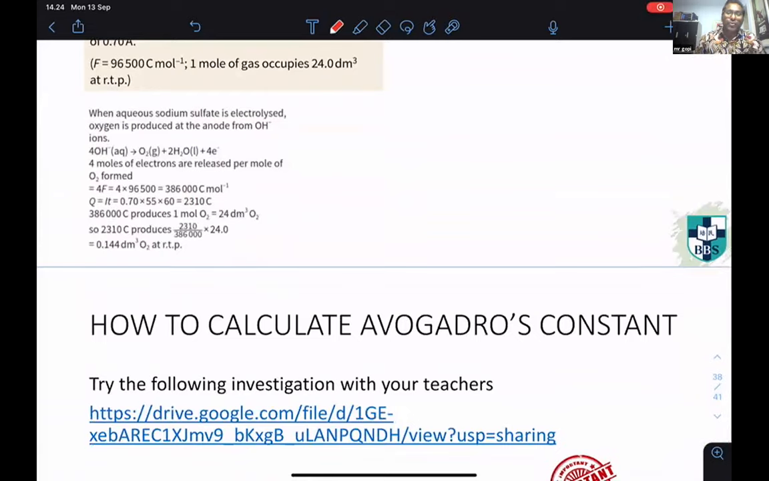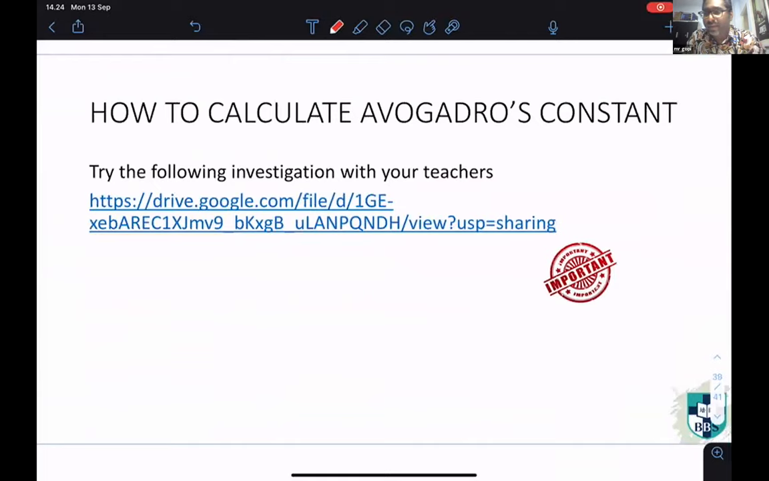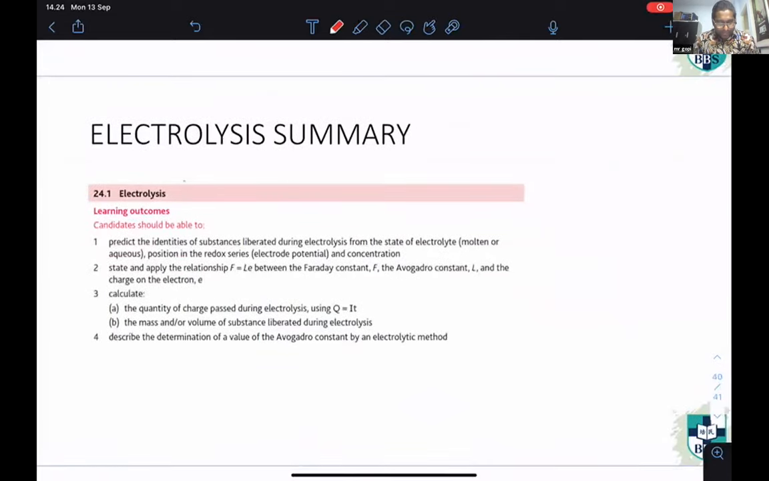And how to use this concept to calculate the Avogadro constant. There is a file over here. You can also do this investigation with your teachers to calculate the Avogadro constant. It means you can be Avogadro, the guy who discovered the Avogadro constant. You can calculate it using this worksheet. You try it.